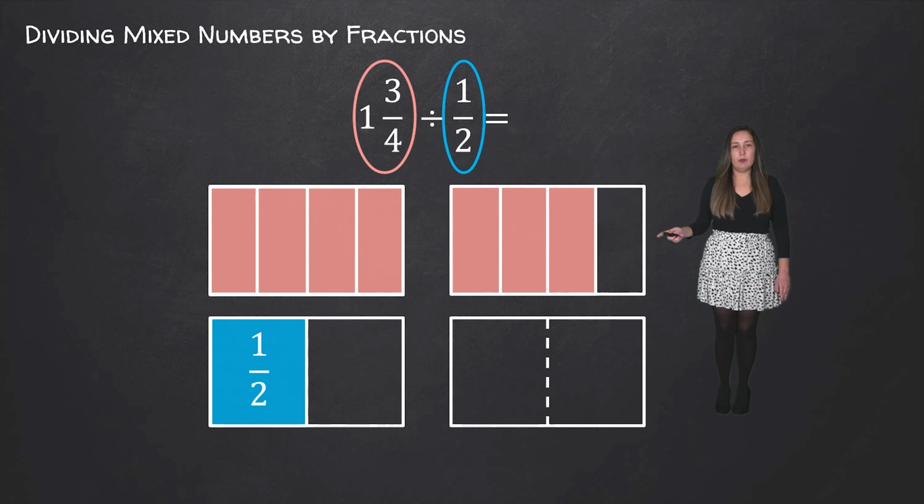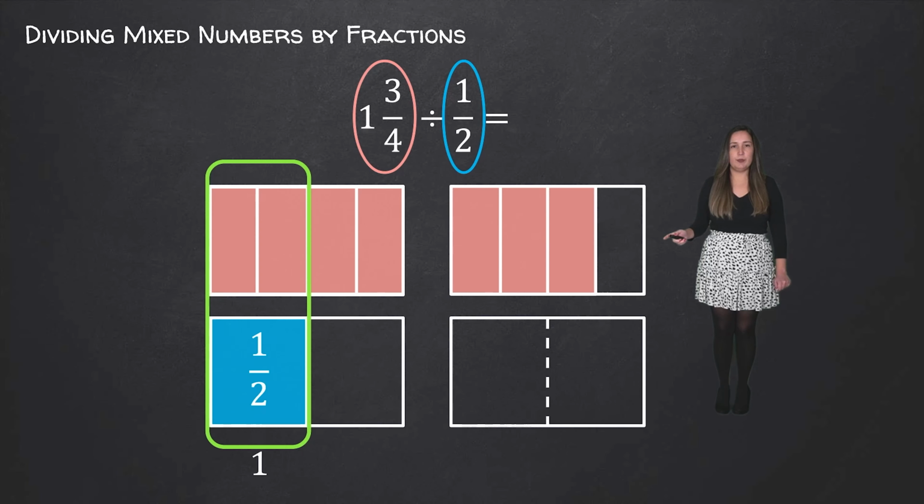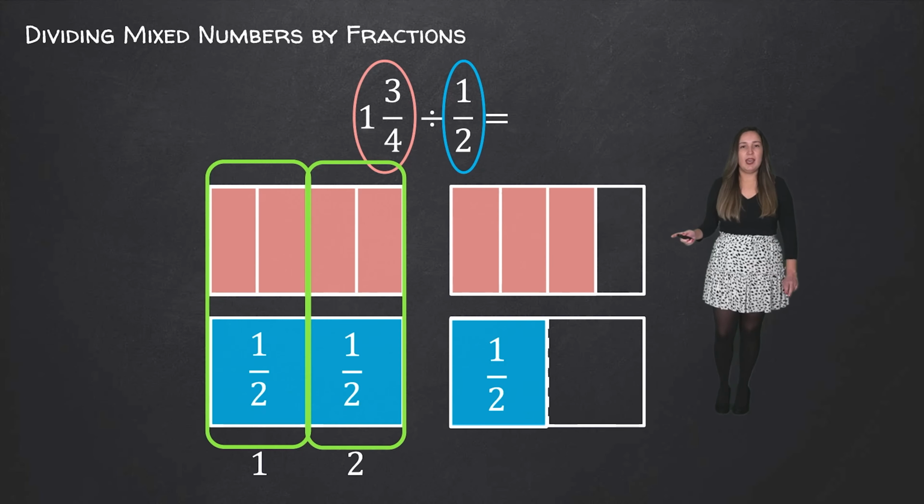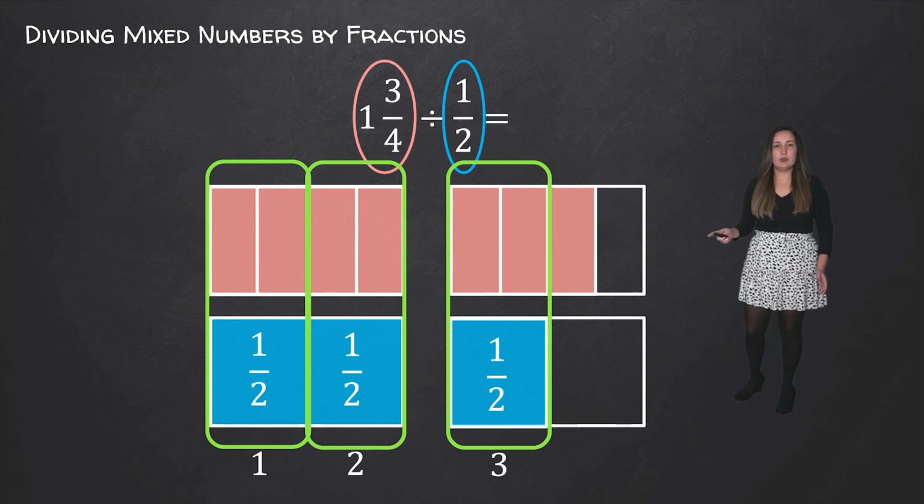So here we have 1/2, so we can make one group there. And then we have another half where we can make a second group there. So far it goes into it 2 whole times. And then we have a third group here, so it goes into it 3 times.